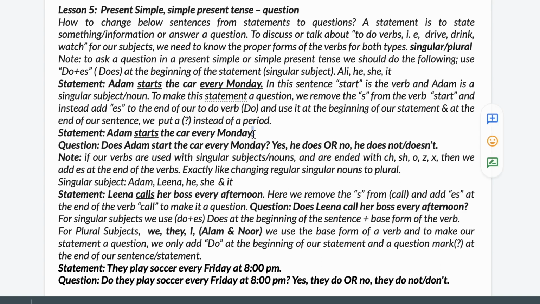Instead of a full stop or period, we put a question mark. So this is the way how you make it. Yes, he does. This is the answer. Or no, he doesn't or does not. So these are the negative answers.